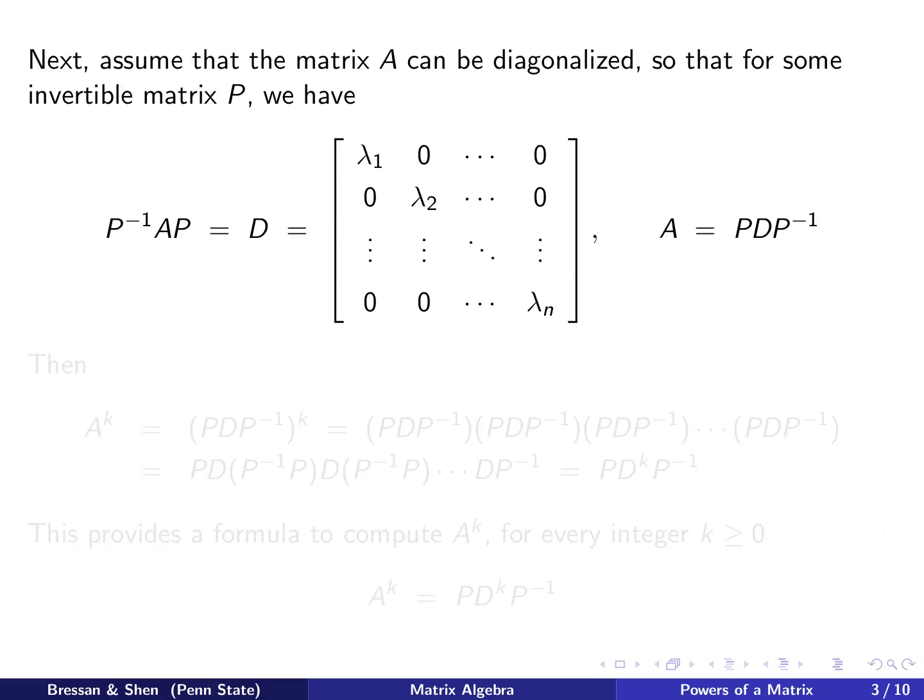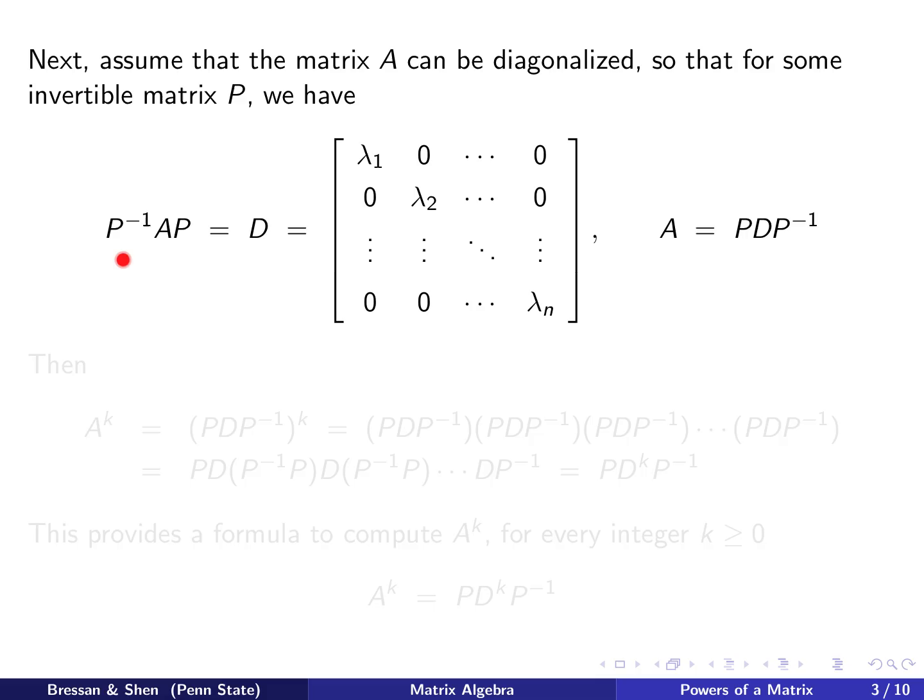Next, we assume the matrix A can be diagonalized, so that there is an invertible matrix P such that P inverse times A times P is the diagonal matrix. Let's call it D, and the diagonal elements are lambda 1, lambda 2 to lambda n. In particular, P could be the eigenvectors of A, linearly independent, and the lambdas would be the corresponding eigenvalues.